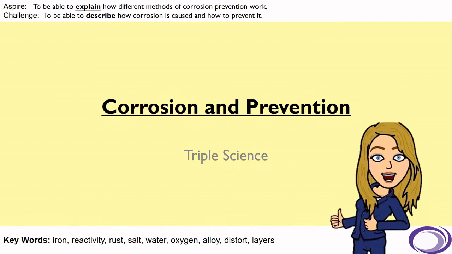Welcome to today's lesson. Today's lesson is on corrosion and prevention, and this lesson is for triple science students only. As with all of our lessons, it would be really useful if you had a pen and a piece of paper so that you could work through the activities with us as we go through the video.